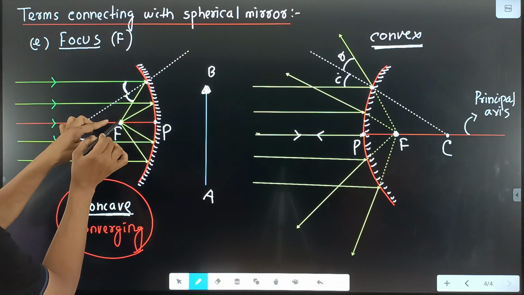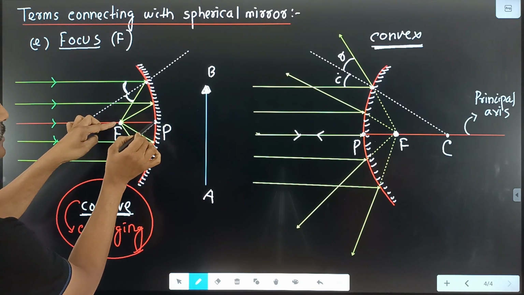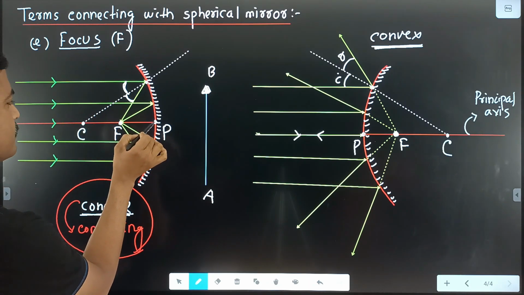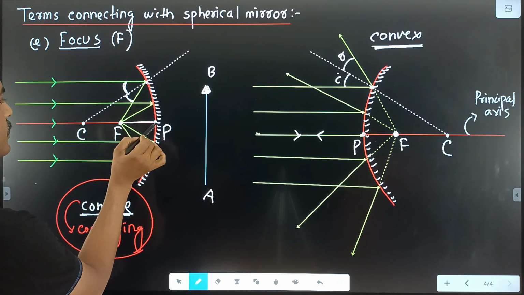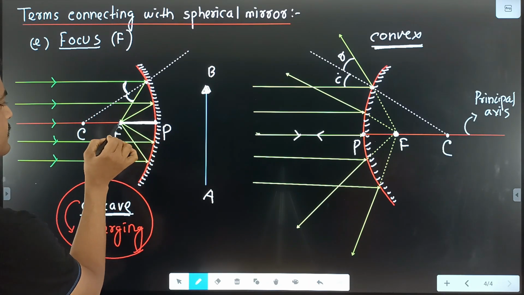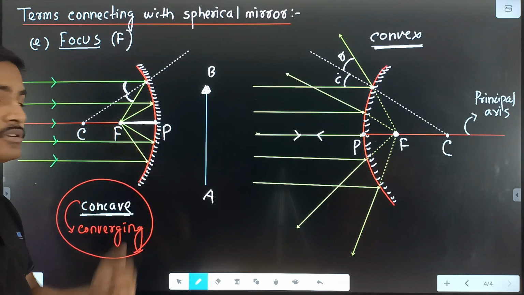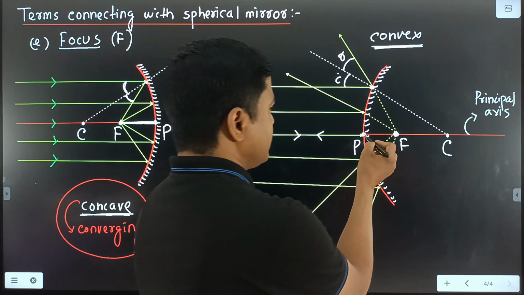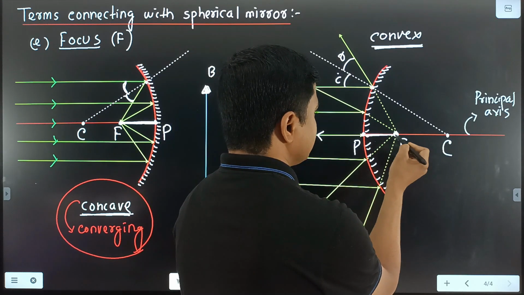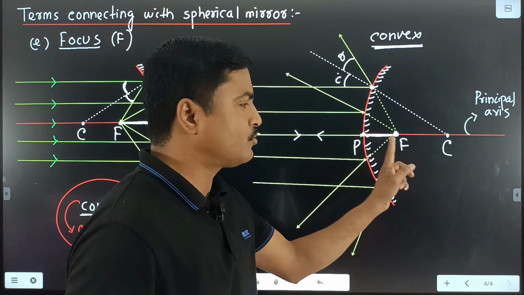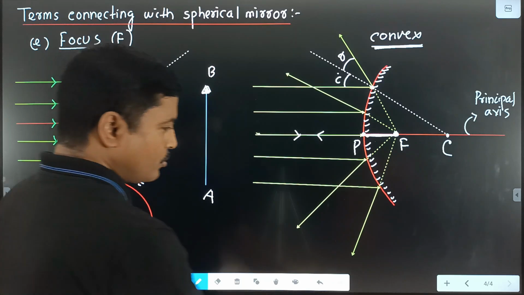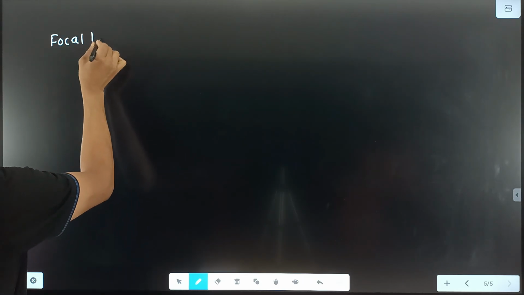And the last point is the focal length. Here this point is F, this point is P. We measure from P to F. This is the distance between pole and focus. Here also the same thing, P to F is the distance between pole and focus, and this distance is known as the focal length.